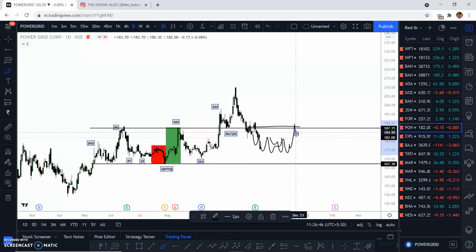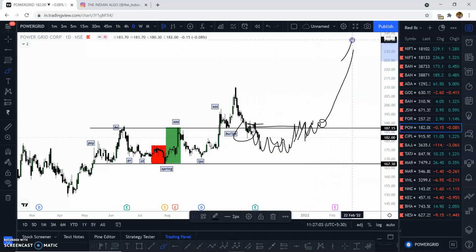Wait for the prices to break out of this area and start sustaining above it. Probably one fake out, probably a second fake out, and then when the price actually breaks out, this is where I will add more to my position and expect a pretty huge up move.